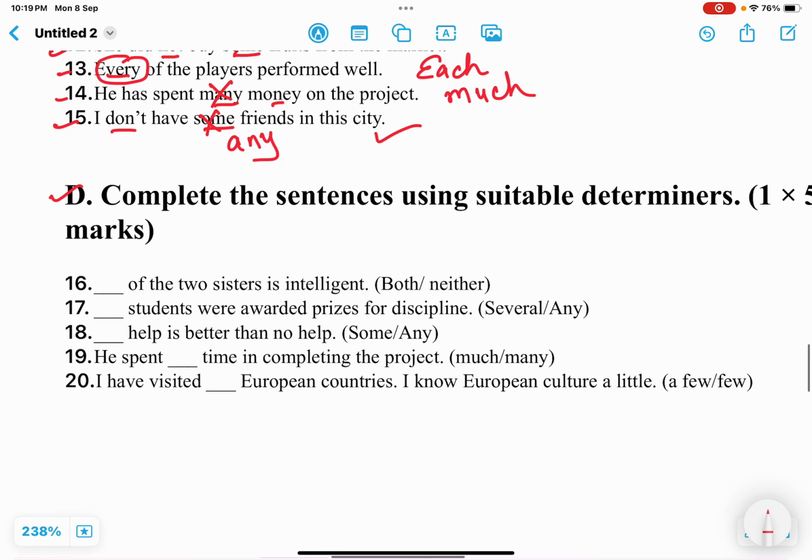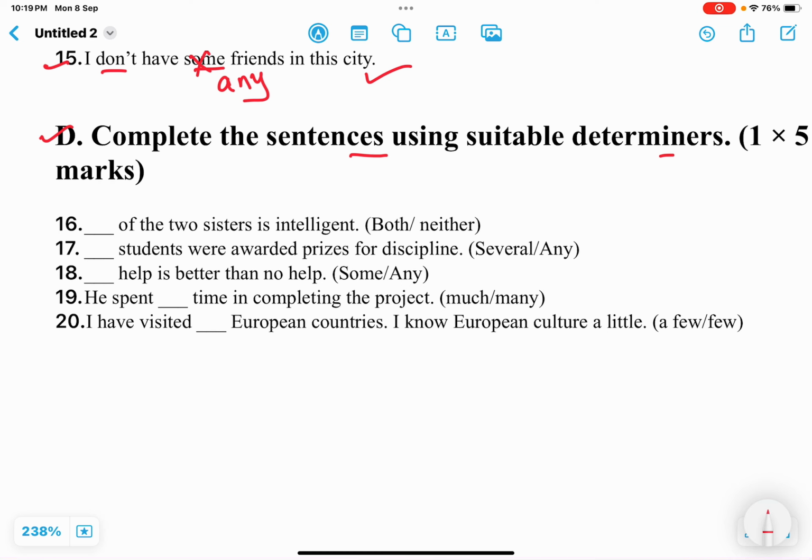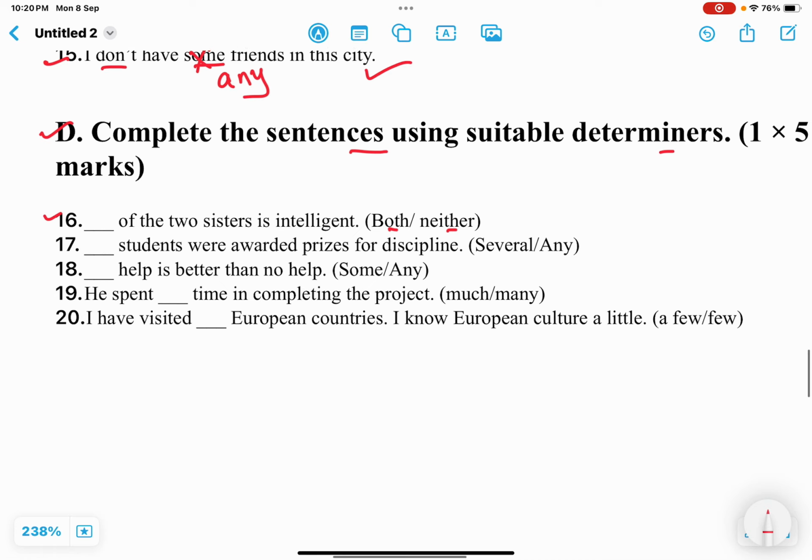Okay, last one is, complete the sentence using suitable determiners. Once again, we are to complete the sentence using determiners. The 16th question. Actually, in this category, this is the first question. Dash of the two sisters is intelligent. Now do concentrate on both the options. First option is both and the next one is neither.